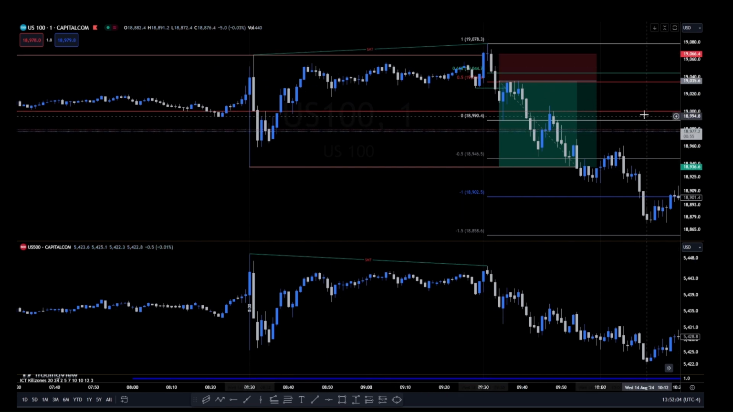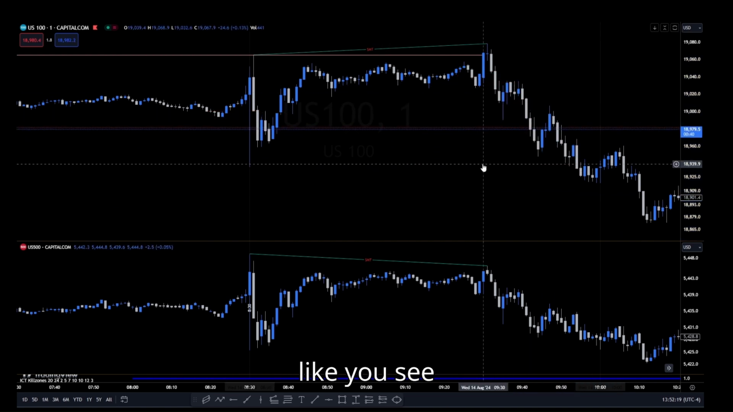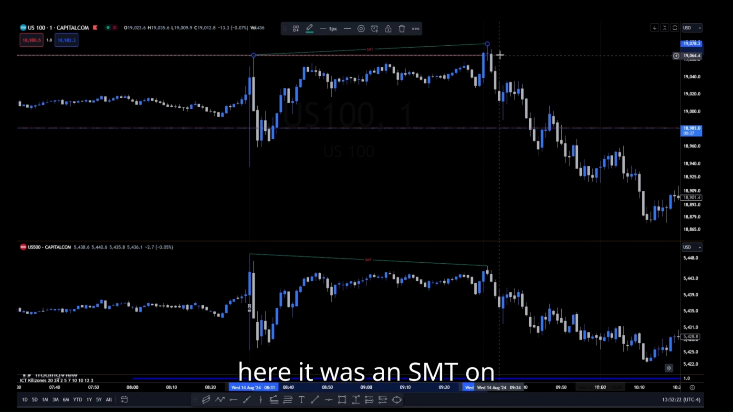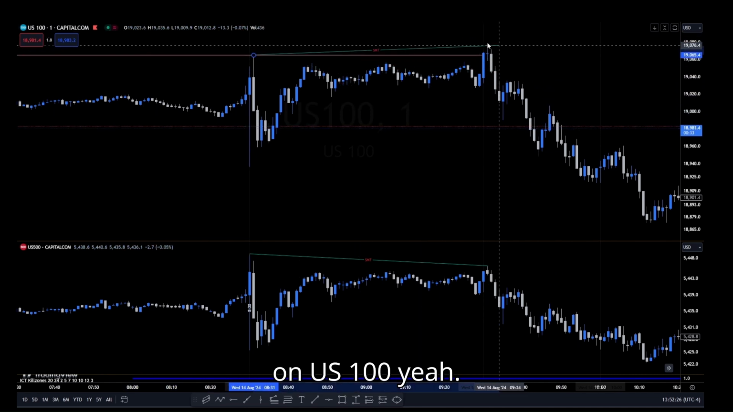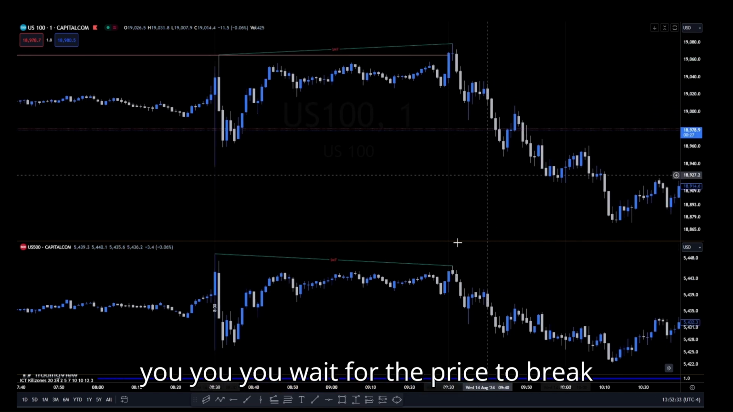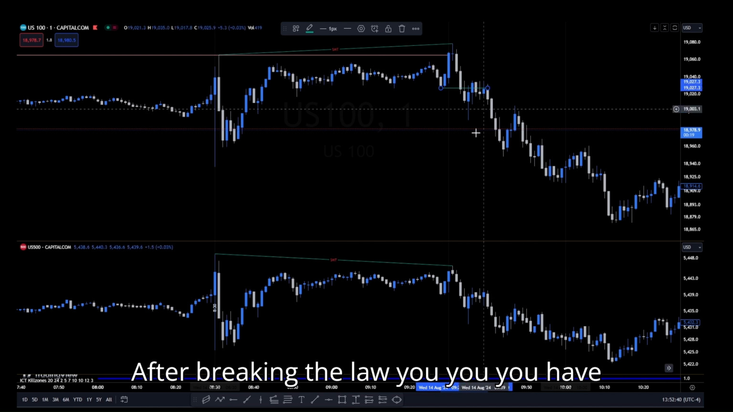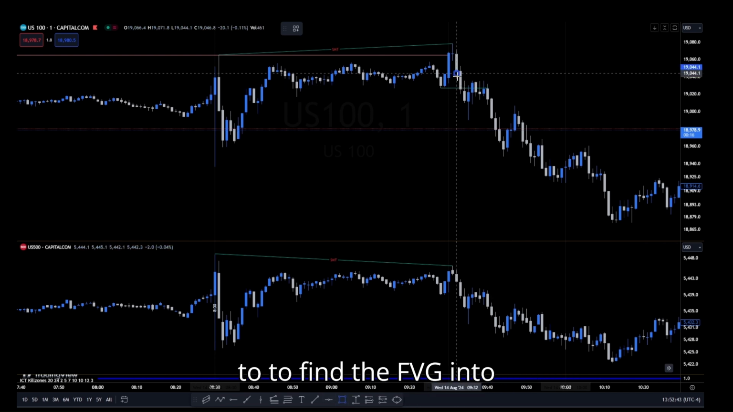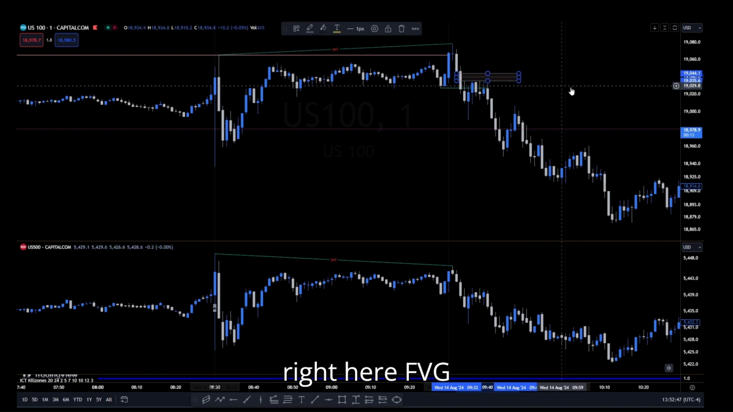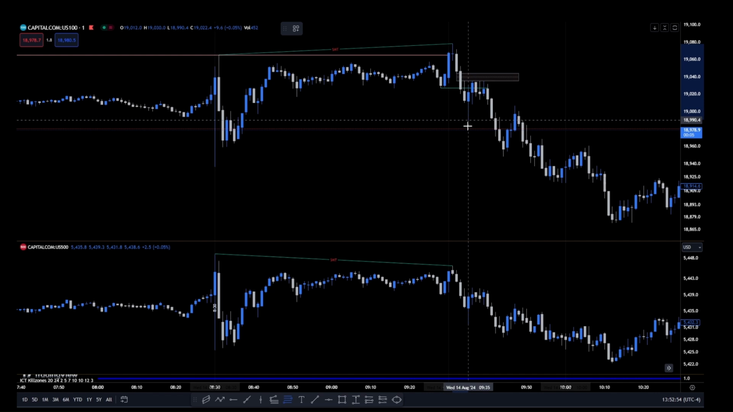After making SMT, let me break these things down a little bit. You see here, it was an SMT on US 100. After making this SMT, you wait for the price to break this low right here. After breaking the low, you have to find the FVG right here, an FVG that is at 50% or 60% of the price of the move.